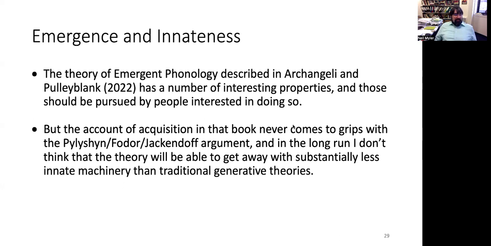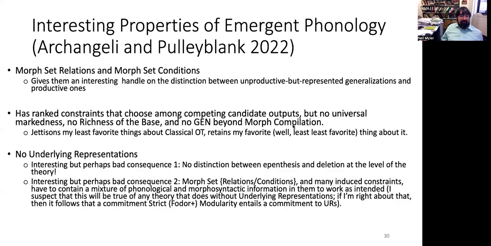On emergence and innateness again, the theory of emergent phonology described in Archangeli and Pulleyblank 2022 has a number of interesting properties, and those should be pursued by people interested in doing so. I think that deserves to be ventilated. But the account of acquisition in that book never comes to grips with the Pylyshyn, Fodor, Jackendoff argument. None of those people are cited in relevant parts, actually. And in the long run, I don't think that the theory will be able to get away with substantially less innate machinery than traditional generative theories. But nevertheless, the properties that it has are interesting, as I say.